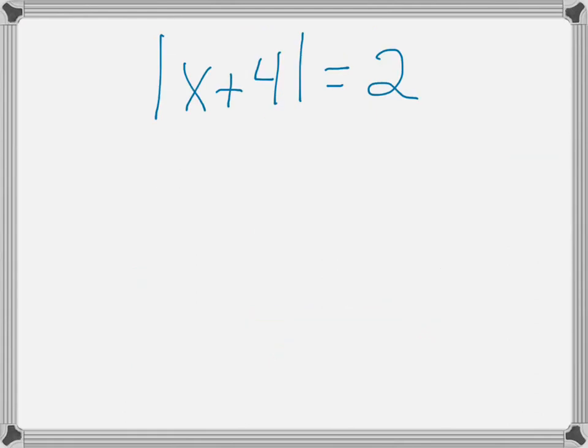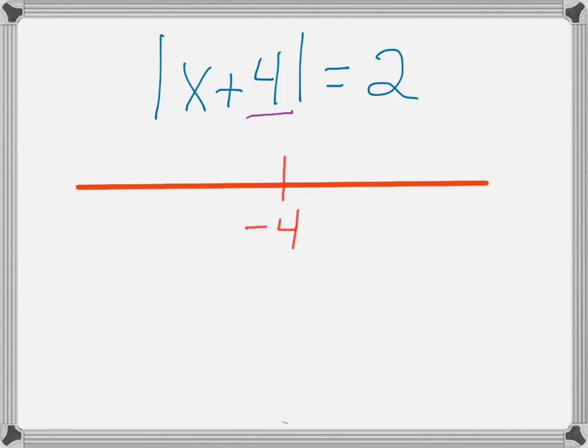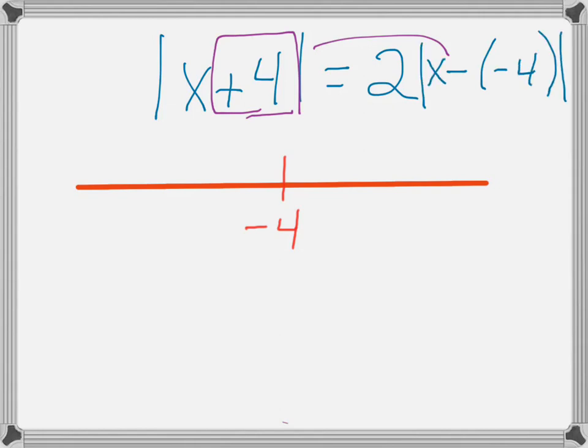Okay, here's another example. The absolute value of x plus 4 is equal to 2. Remember what I said earlier, the 4 usually has a negative in front of it. So what we're going to look at here is a number line, and then we're going to have negative 4. The center is going to be the opposite of positive 4, which indicates the negative of negative 4. So negative 4 is our center. So we would have x minus minus 4, giving us negative 4 as our center.